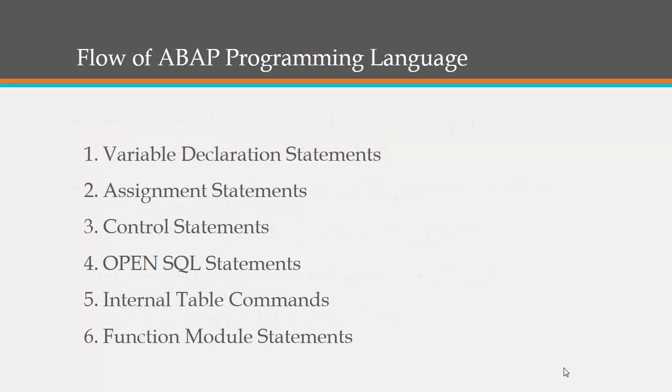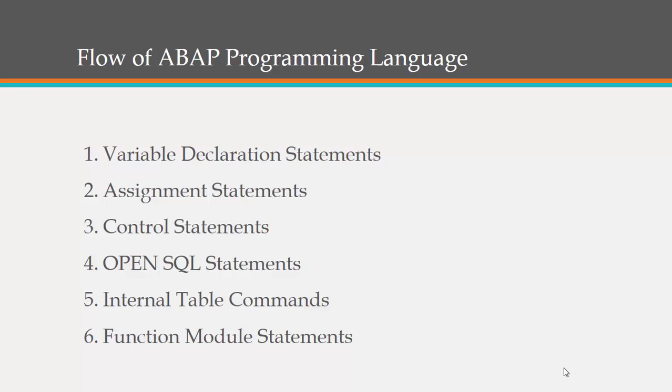So now let's talk about the flow of the ABAP programming language. The first and foremost thing is variable declaration. At the very start of our programming, we will be declaring the variables that we want in our program. And once that is done, then we will be giving proper assignments as per the logic. Once the assignment is done, the next part is the control statement. Over here, we control the execution of statements in our program: which line should we execute first and which line to be executed last as per the logic.